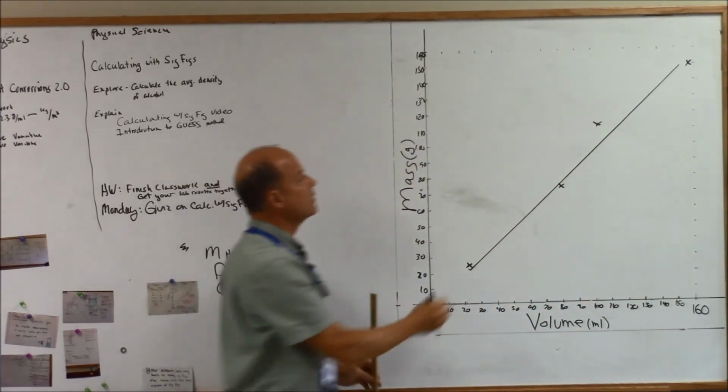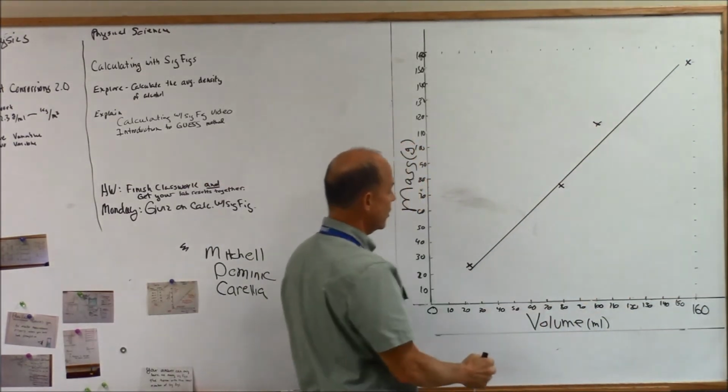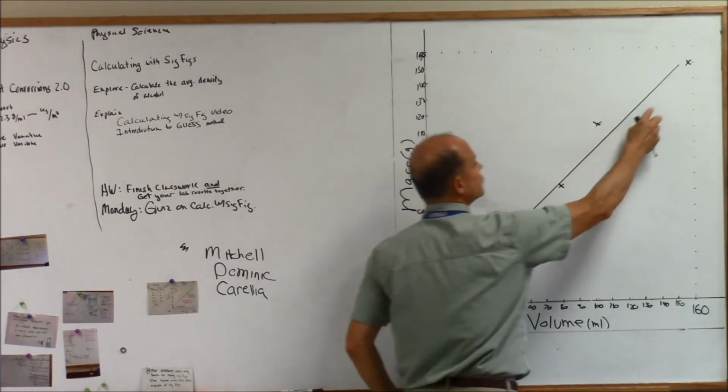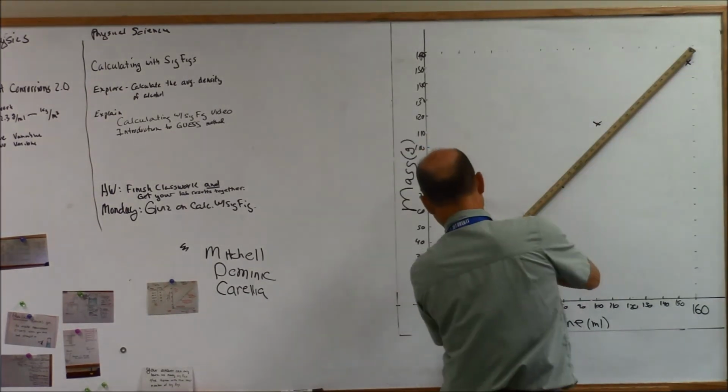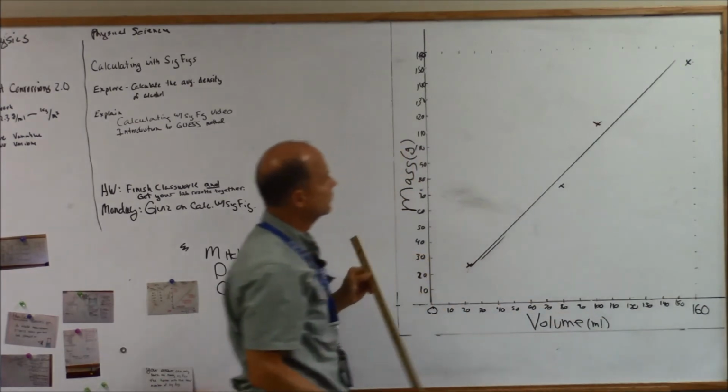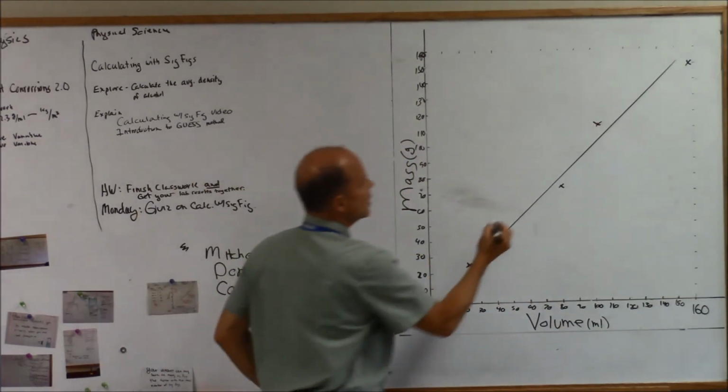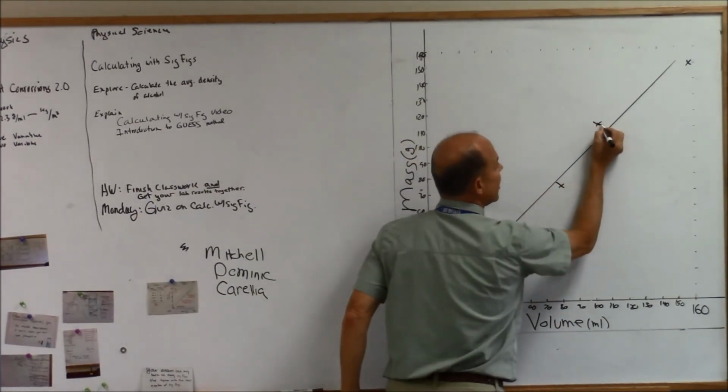I don't think that's a good line because look, that one looks like it's really far away. I've got 2 above and I've got 2 below. Let me try that again. I don't know if that's any better. You can kind of eyeball the distances here.